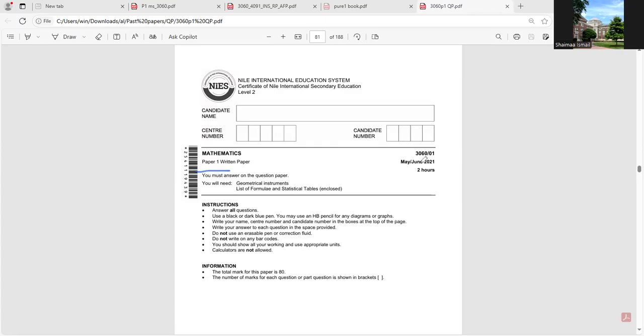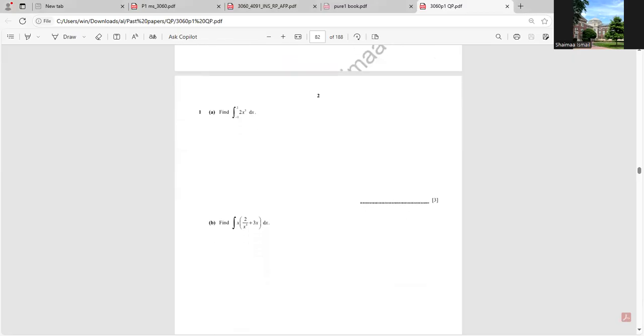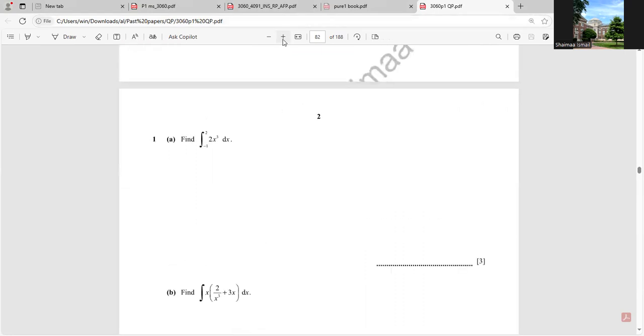Okay, so this is paper 1 from the 3060. The first question here is integration, limited integration. Here we are going to integrate 2x to the power of 3 in terms of x, which is dx.